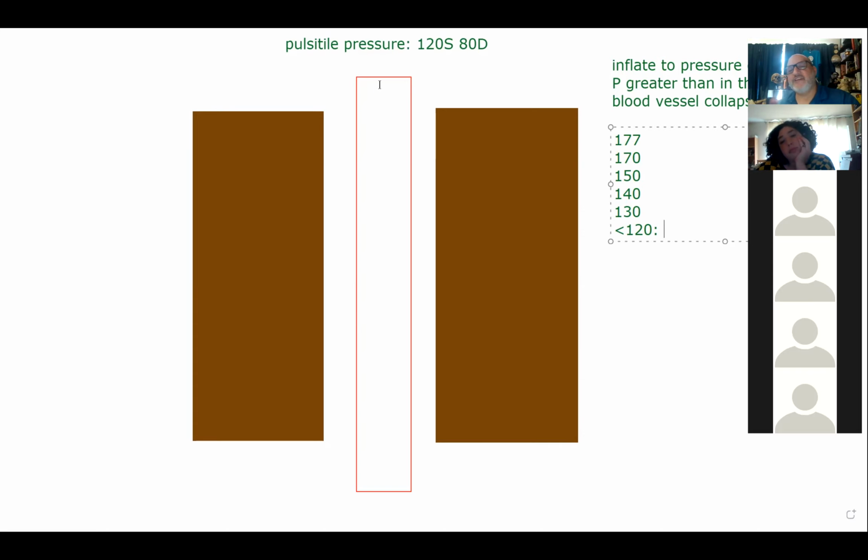But here's the key: once it drops below that 120, now when blood is being injected, the pressure is greater in the blood vessel. And when it's greater in the blood vessel, it forces the blood vessel open. And a little bit of blood enters the blood vessel.